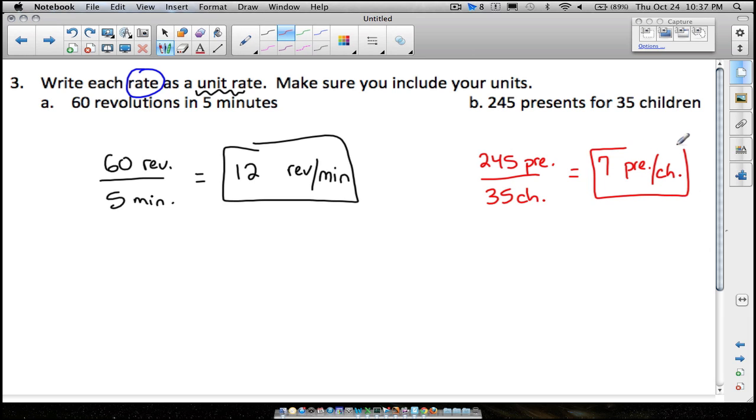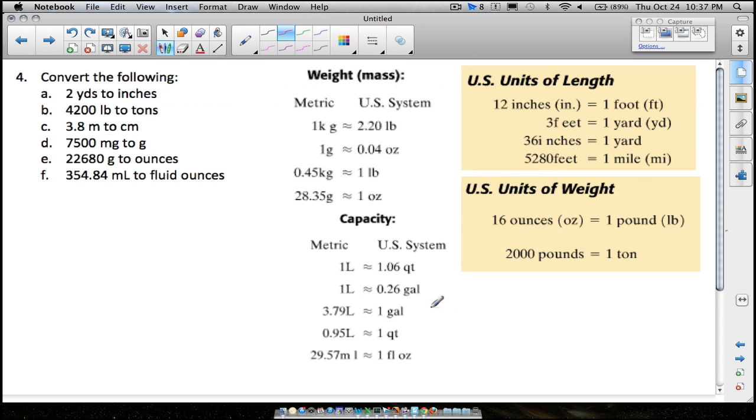So notice these two rates, since we're using two different units of measurement. We have presents over children. So a rate can compare two different units of measurement. Keep that in mind because we're going to use that again in a problem in a few minutes.